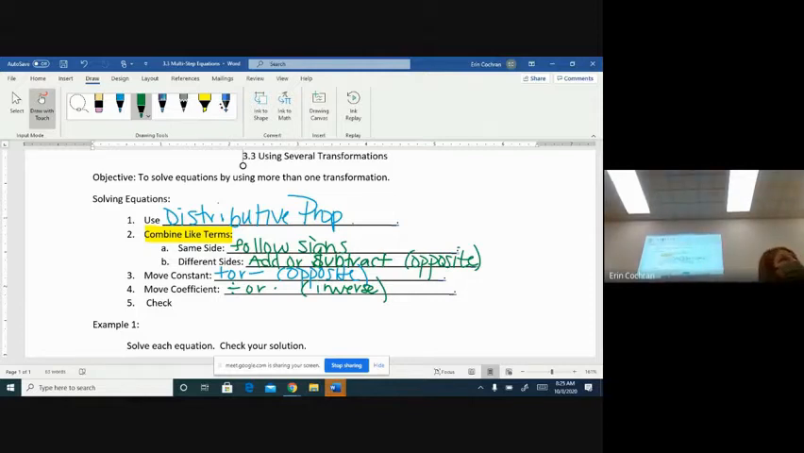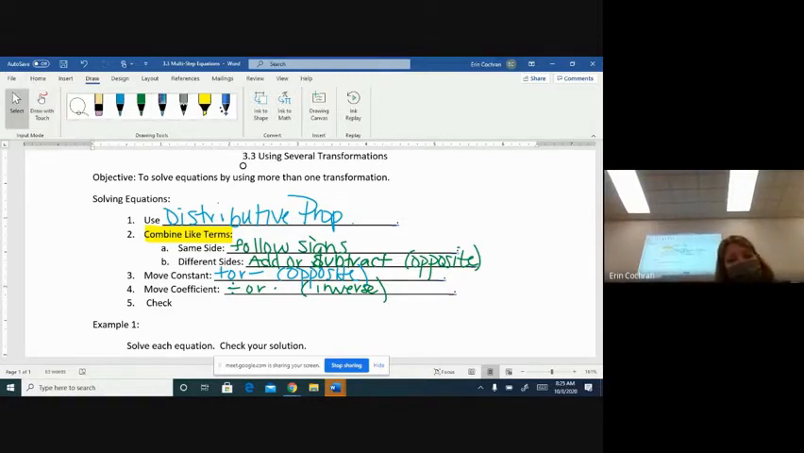And then we should always check. Now, I'm not saying that you have to write out your check, but should you check all your answers? Yes. Why? To make sure you're right. You want to get the correct answer, don't you? You don't want to miss a point just because you didn't check it. Okay, so always, always, always check.